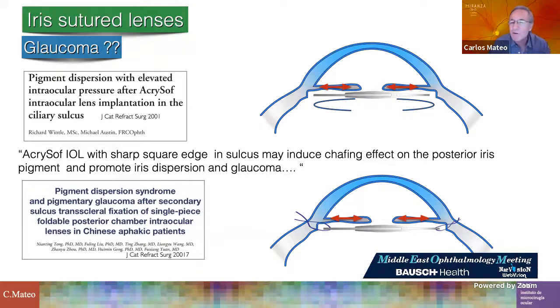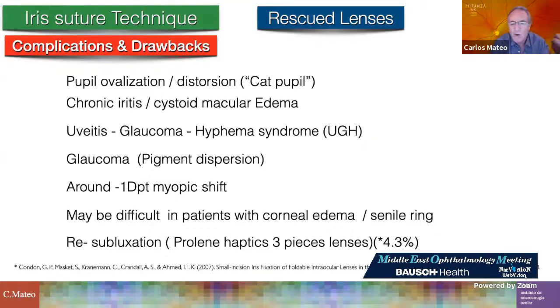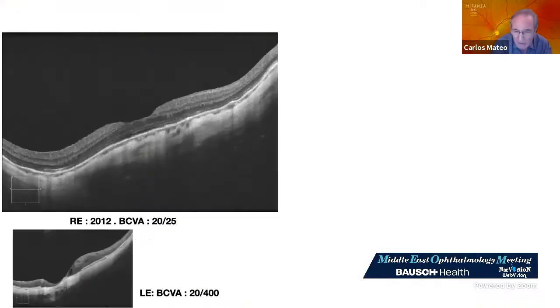But I think that when you suture these lenses to the iris, then the iris moves less, of course, and then the chafing effect is less than expected. We don't find patients with pigmentary glaucoma and that.